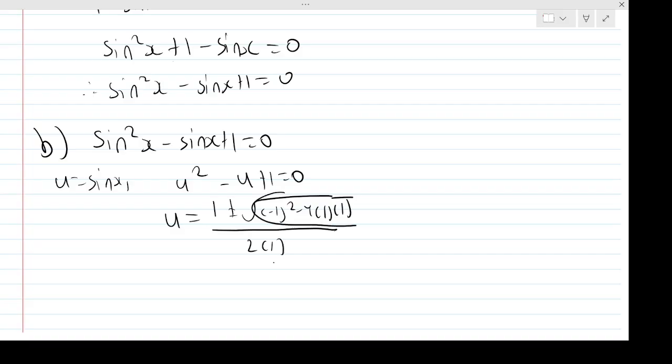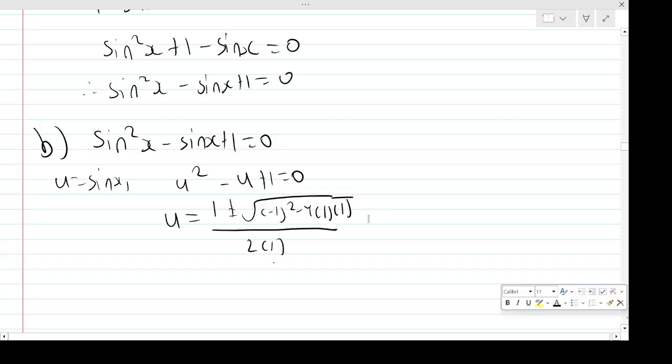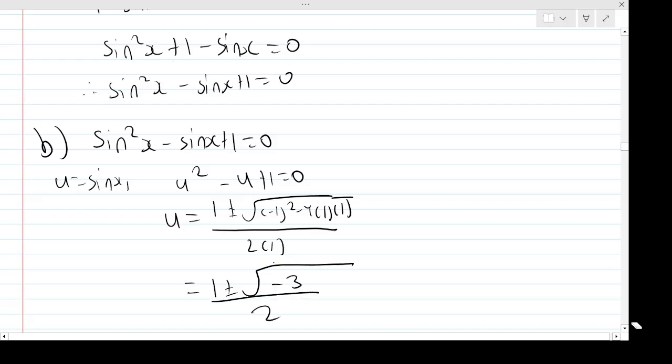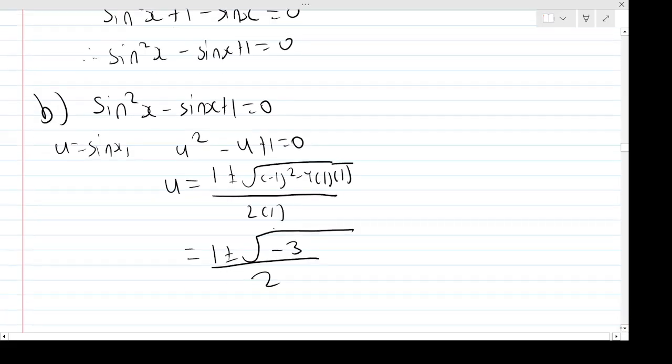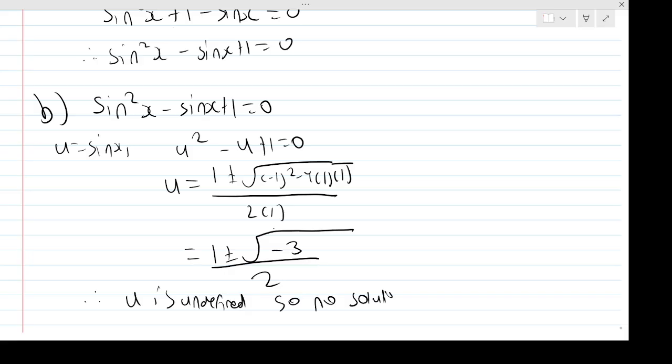And that's because of the fact as well that the square root is going to be negative. If we were to simplify it, then I'd have 1 plus or minus the root of minus 1 squared be 1, take away 4 times 1 times 1, that'd be take away 4. Well, that'd be root minus 3 all over 2. But that's a negative then, so it's undefined. So u is undefined, so no solutions here, and that's it. Okay, and there we are.